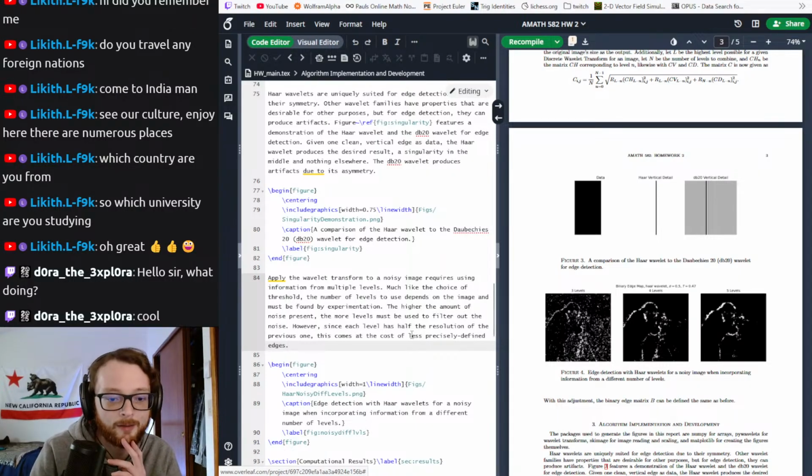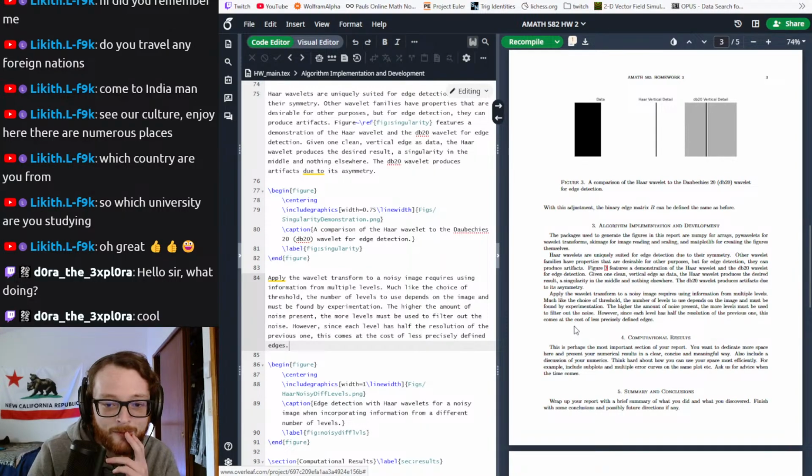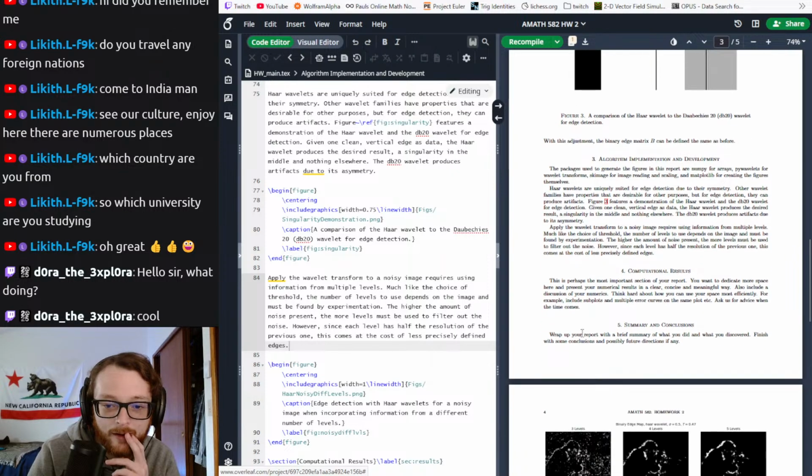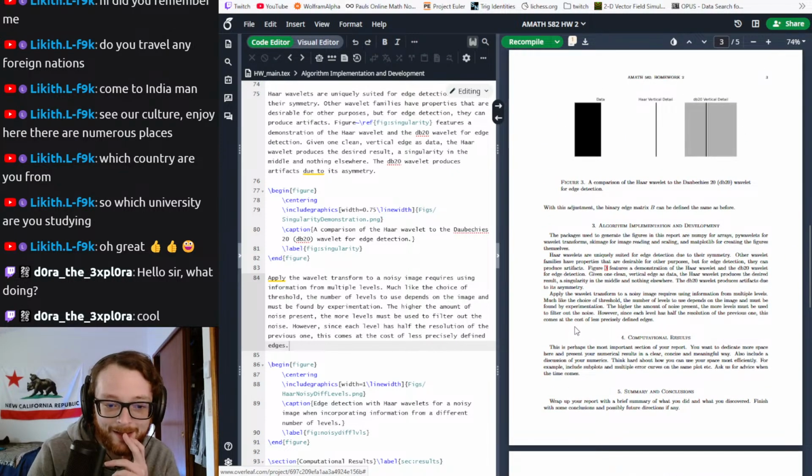Is that a proper hyphenation? Precisely defined. I don't think it is. I don't know. All I know is that I love hyphens and I would put them between every single word if I could. And I try to make sure that I don't do that.